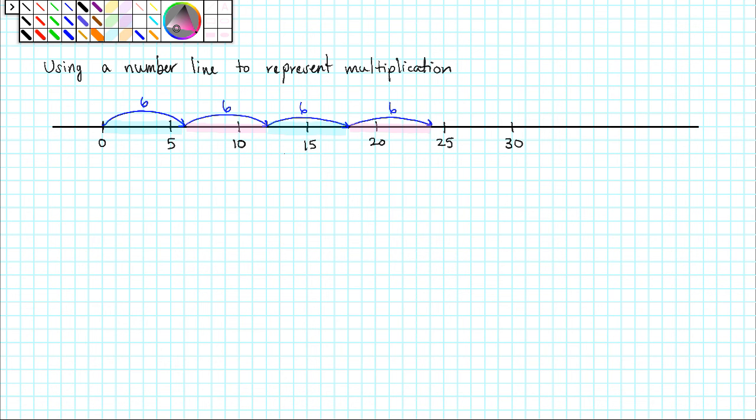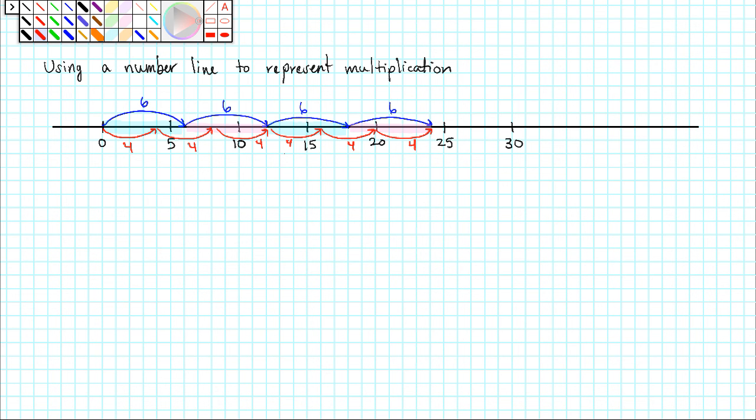And I wish I had copied that number line before I had done this, but I guess I'll just do it underneath. I can also represent this as 6 groups of 4. So I can go like this. There's 4. There's another 4. There's another 4. There's another 4. So that's 1, 2, 3, 4, 5, 6 groups of 4.